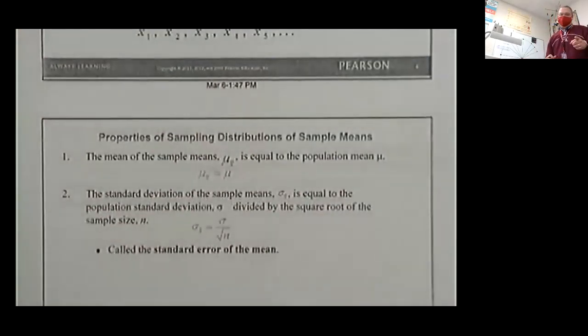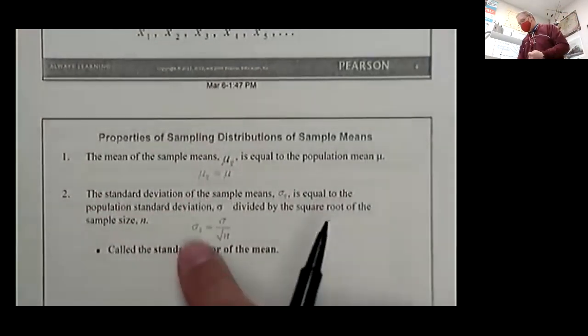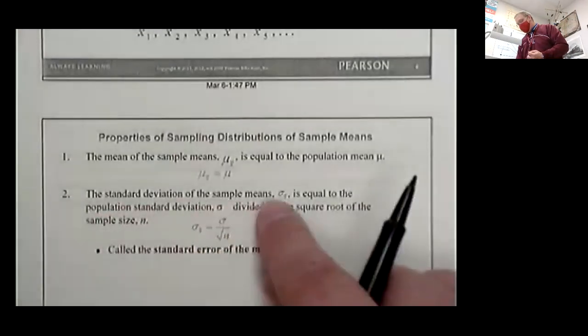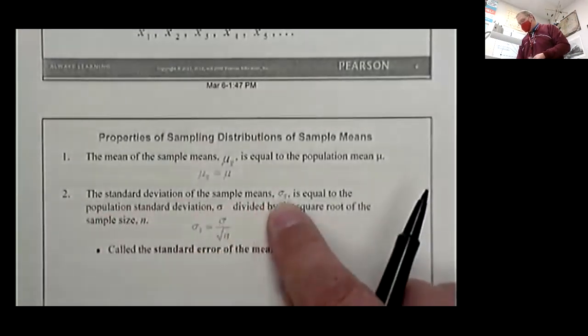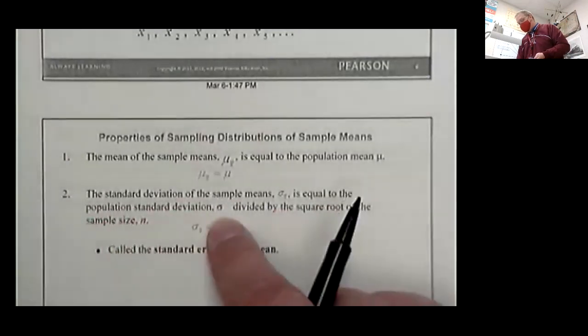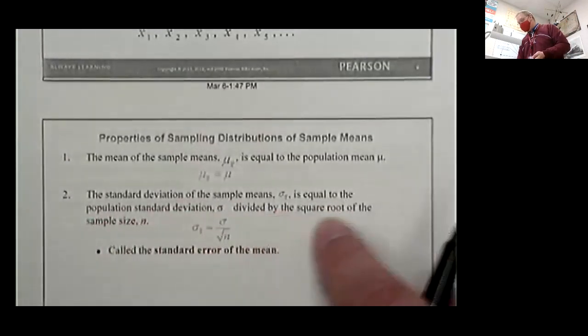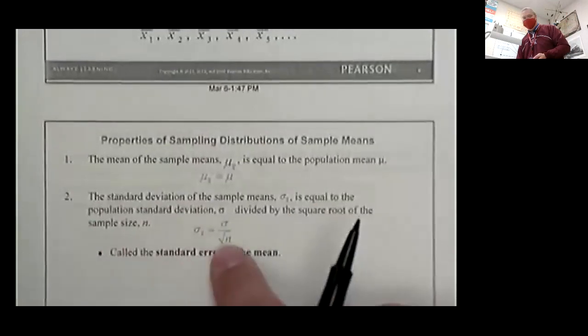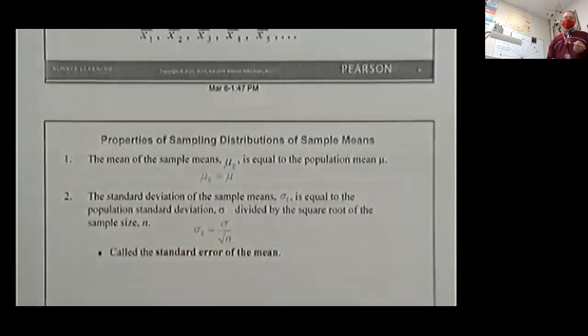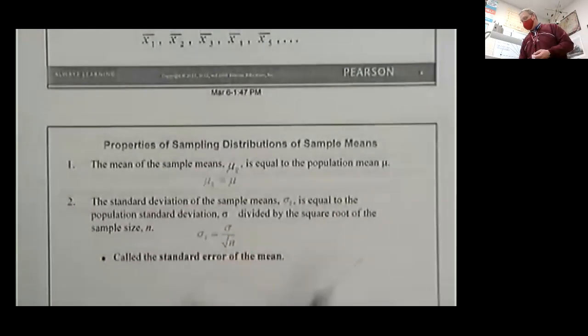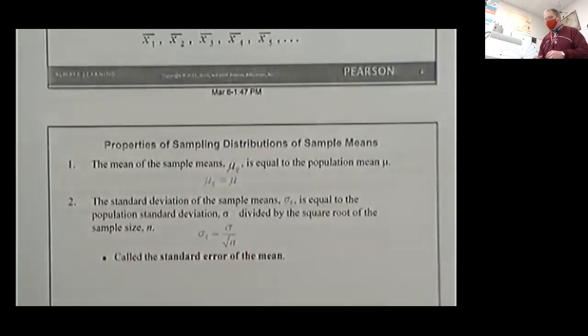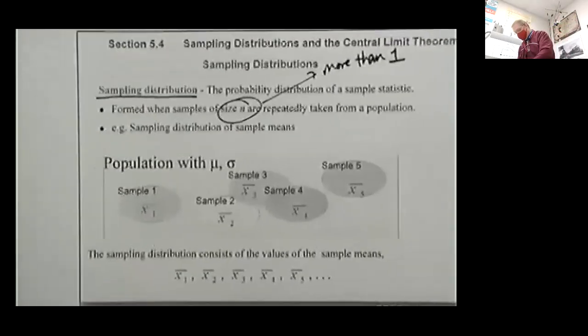Here's the biggest difference. When we're taking more than one person, we're taking a group, we have to change our standard deviation. The standard deviation of the sample means, sigma of x-bar, is equal to the population standard deviation sigma divided by the square root of the sample size n. So every time before we run normal cumulative distribution on our calculator, or find the z-score, we have to change sigma by dividing by the square root of n. That's called the standard error of the mean, and we do that when there is more than one.